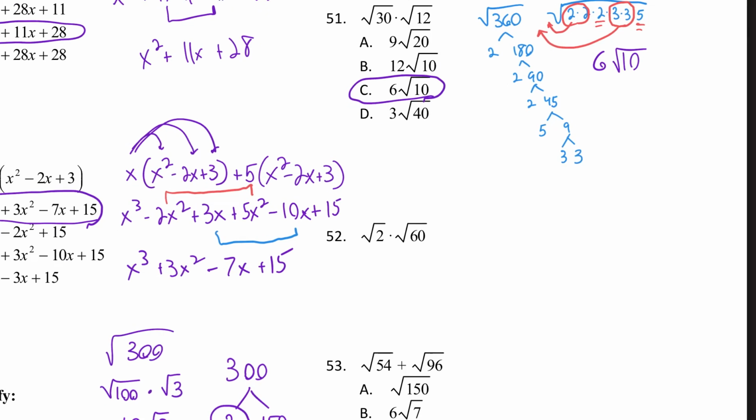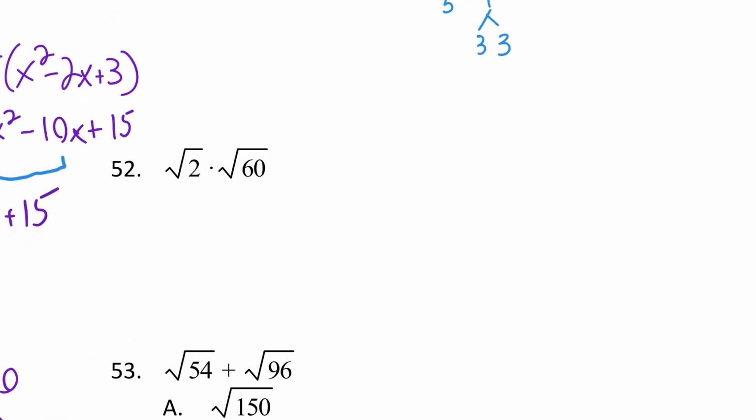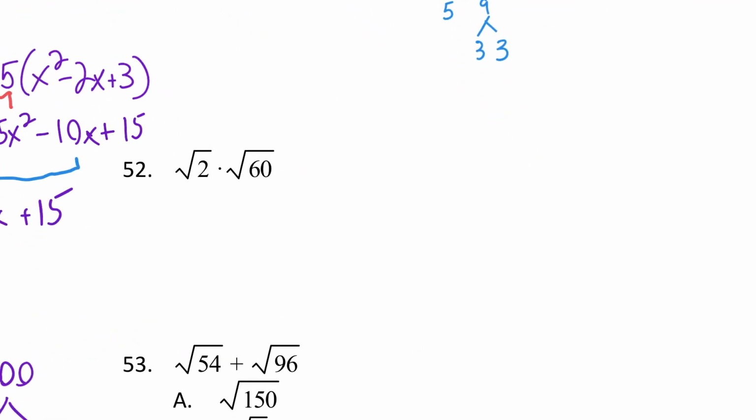All right, almost there. You almost made it. 2 times 60. Huh. 2 times 60, huh? Well, 2 times 6 is 12, so that's square root of 120. Once again, let's do this the fun way. And that's 60. And 2 goes into 60, and that is 30.